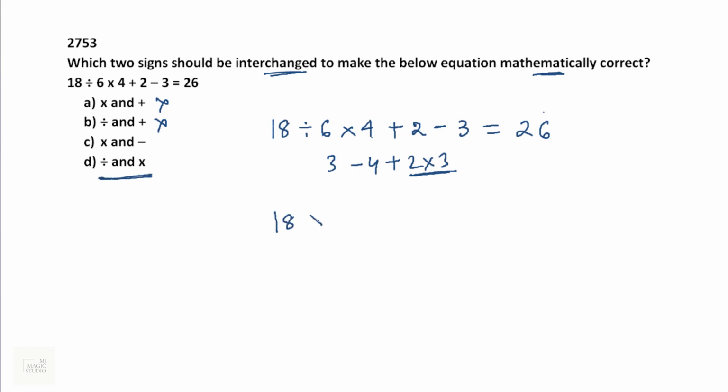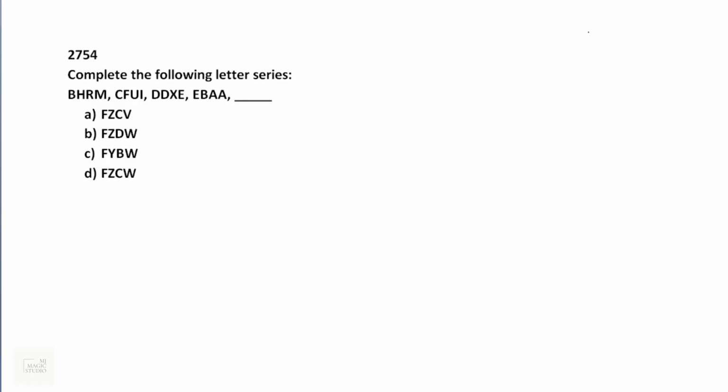Let's check. 18 into 6 divided by 4 plus 2 minus 3. So it would be 3 and 9, 3 nines are 27, plus 2 is 29, minus 3 is 26 and it fits in. That means option D fits in. I hope you people are pausing the video and trying to solve by yourself, isn't it? And you must be having the answer.